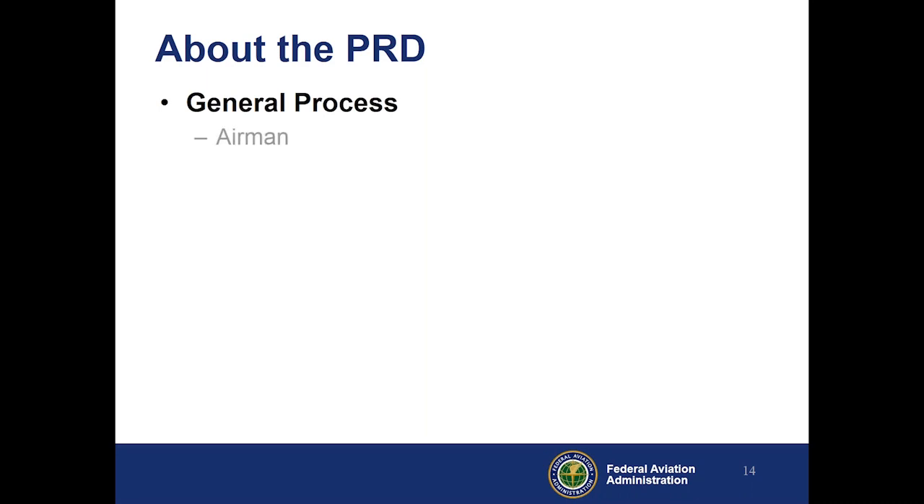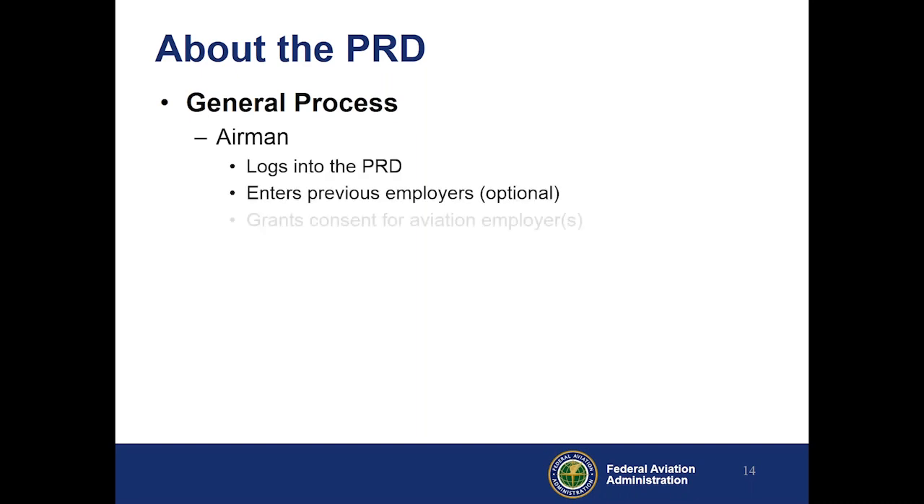Okay. So now we're going to move on and go through the general process. How does an airman grant consent, and what does that look like, and what does it look like when an employer is going to look at those records later on? So let's start with the airman. The general process, and we'll look at the screens in just a second, is the first thing they do is log into PRD, and then they enter their previous employers. I do have down that that's optional. We hope that they'll do that because that is going to be really helpful. I'll try and explain why, briefly, when we get to the right spots. But they don't have to do that to grant a company consent.